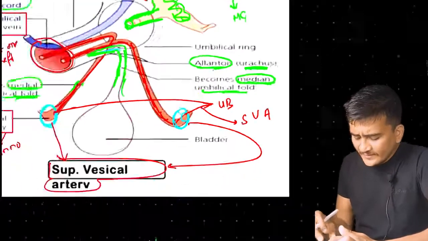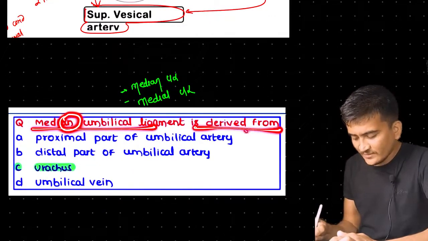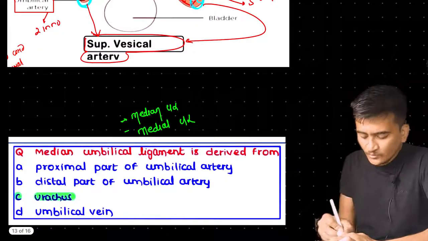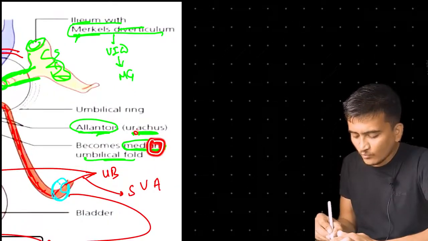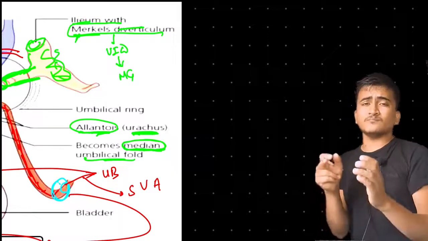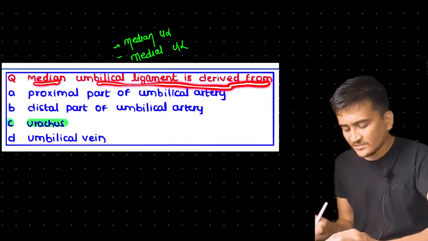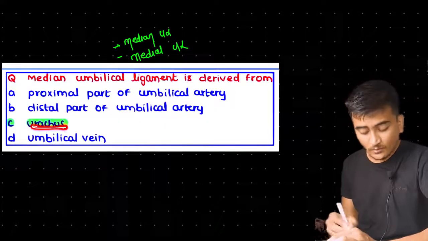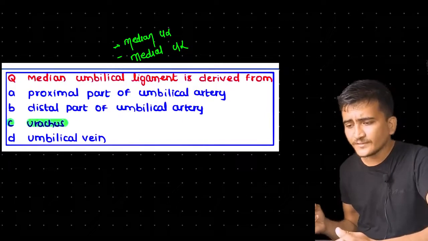So getting into this point, the median umbilical ligament is derived from, talking about median, the urachus, and it contains a double fold of peritoneum, which is called the median umbilical fold. So you can simply say the median umbilical ligament is derived from the proximal part of the umbilical artery? No. The distal part of the umbilical artery? No. The urachus, obviously, as we just discussed.